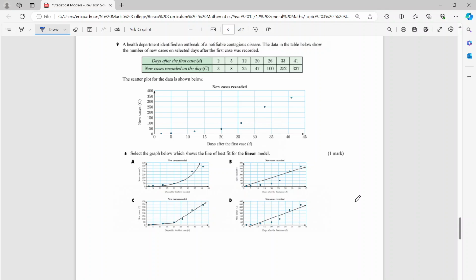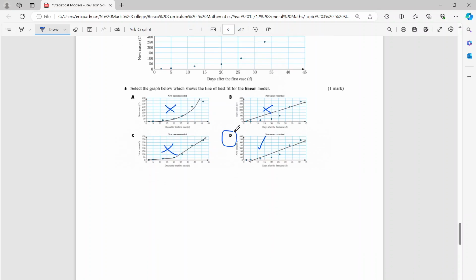Okay. All right. So we've got another one with some residuals and things of that nature. So we have an outbreak of contagious disease, days of the first case. So scatter plot, there's done it for you. Select the graph which shows the best line of fit for a linear model. That is not linear, that is exponential. That one fits very poorly. You have more on the bottom than you do at the top, so it's a bad fit. You can't do multiple linear lines, so by process of elimination, that is the best one. Okay, so D.